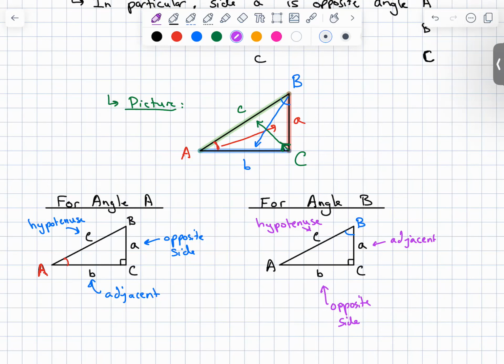So, any questions on that? Yes. So all triangles in the trigonometric equation are right triangles?